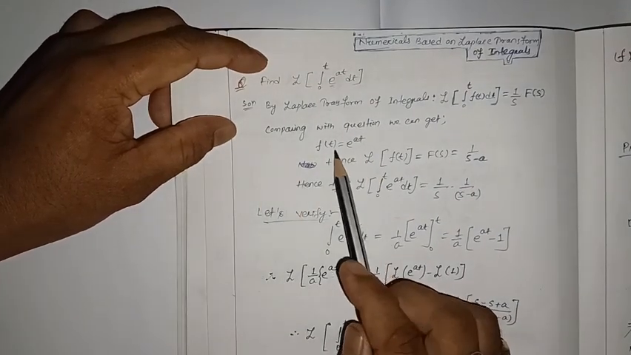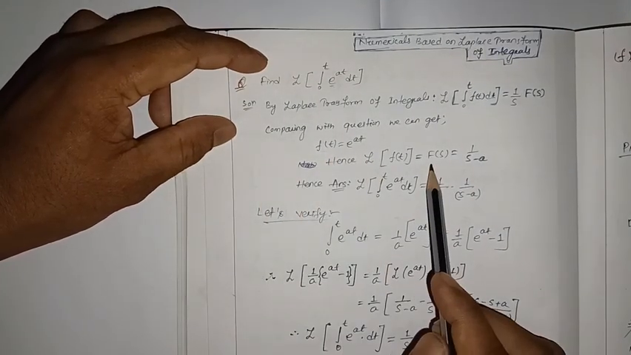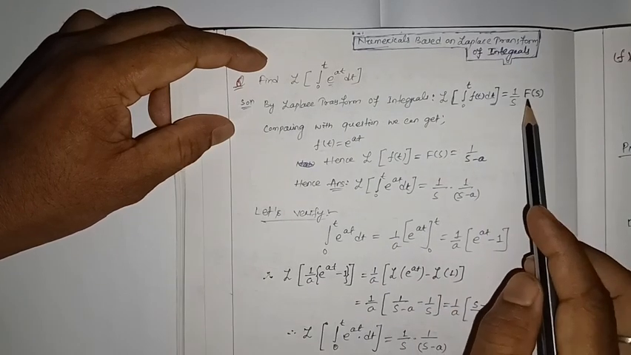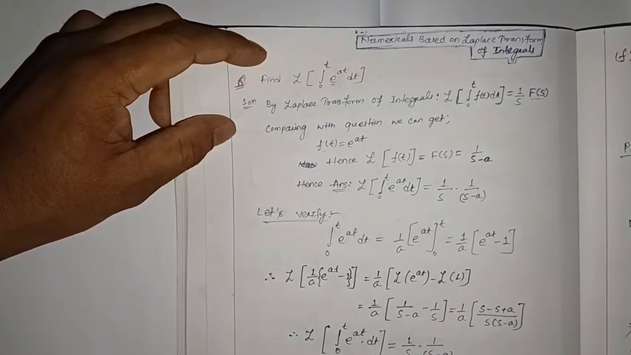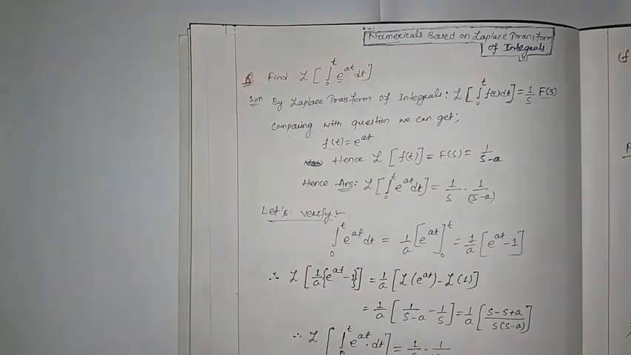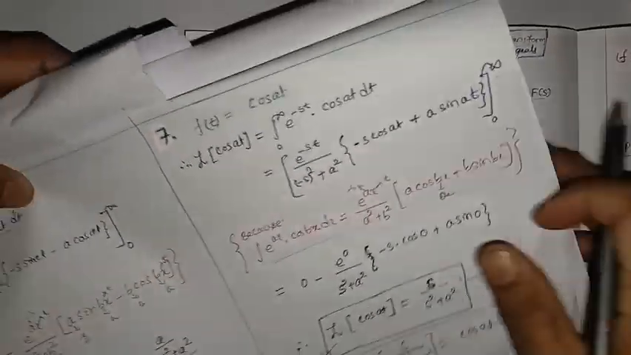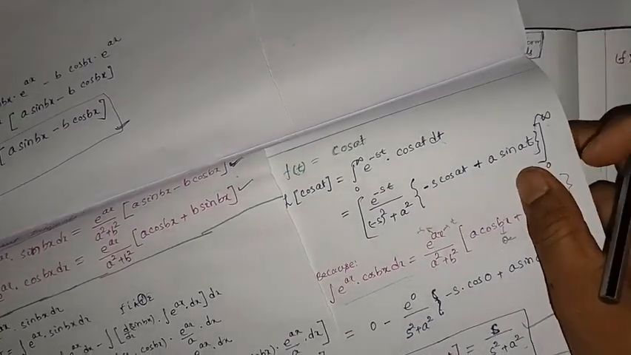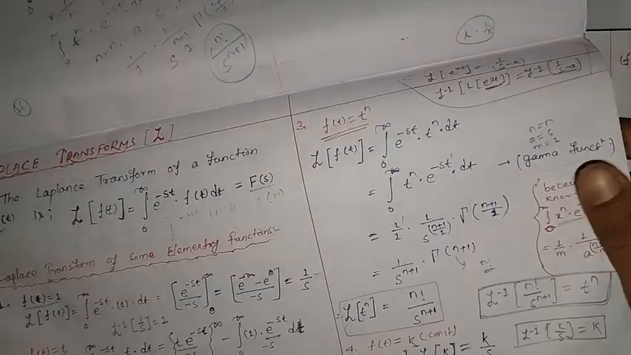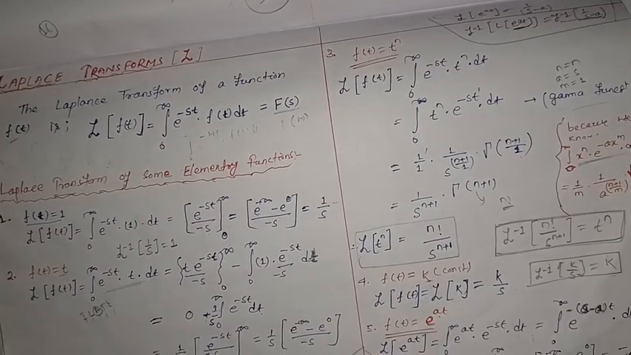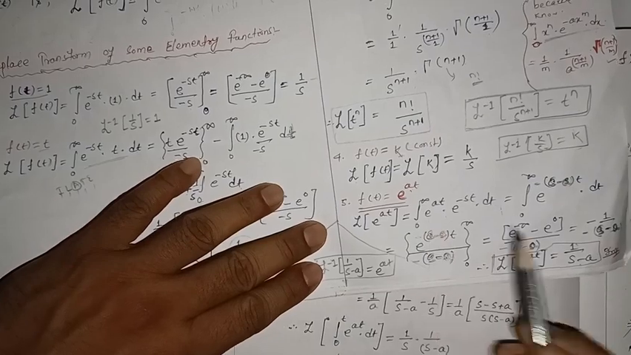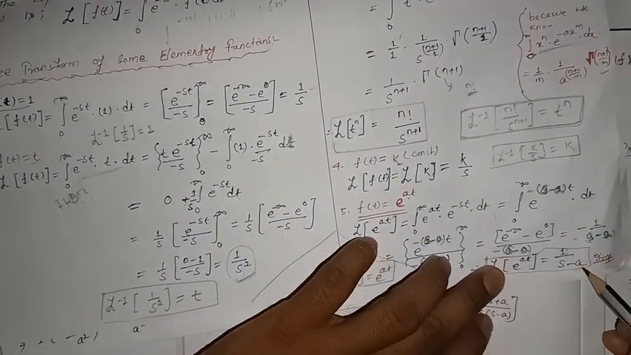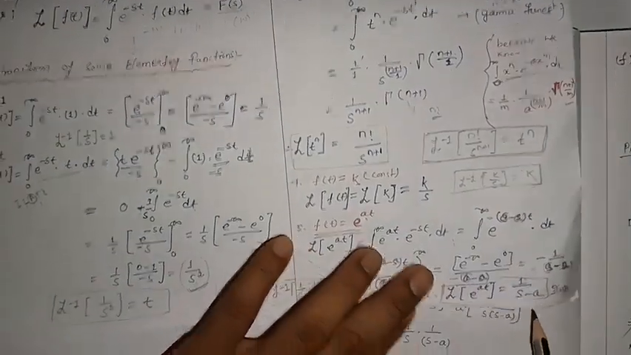So the Laplace transform of this f of t, capital F of s, will be equal to 1 by s minus a, because we already discussed that the Laplace transform of e to the power at equals 1 by s minus a. You can check here, the fifth one, the Laplace transform of e to the power t is 1 by s minus a.